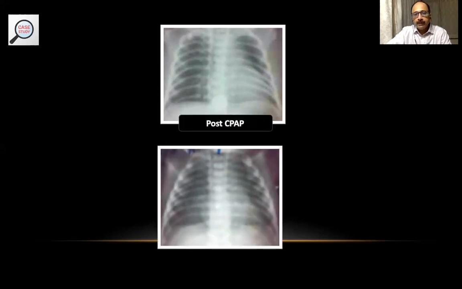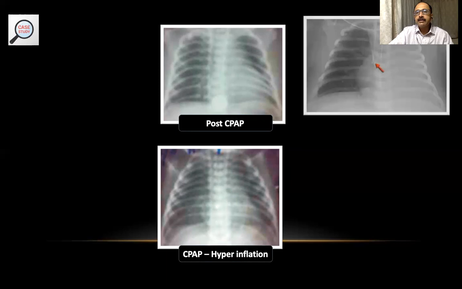But look at this baby. The same baby on CPAP has both the domes of the diaphragm flattened out, and you find that almost 8 posterior ribs are visible, telling us that this is an expiratory film. So this is a hyperinflated X-ray because of over distension happening because of higher pressures being delivered by CPAP.